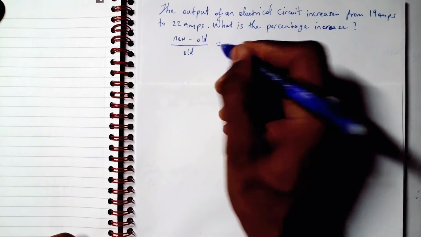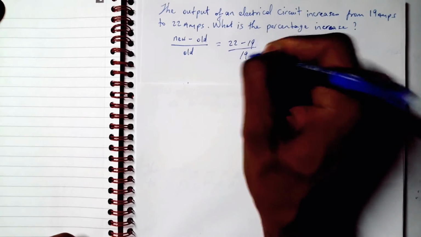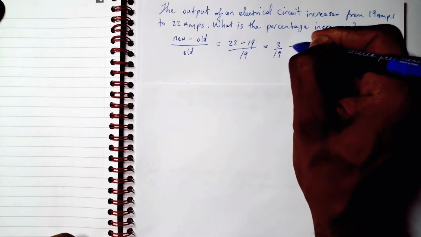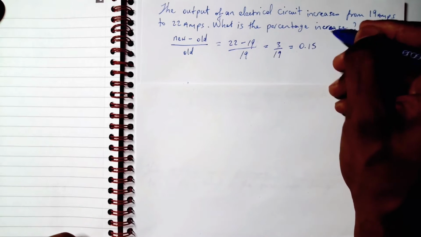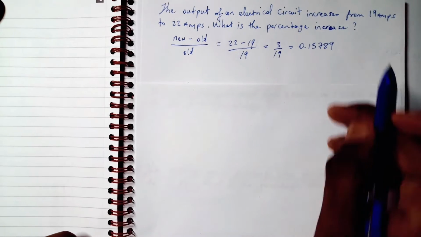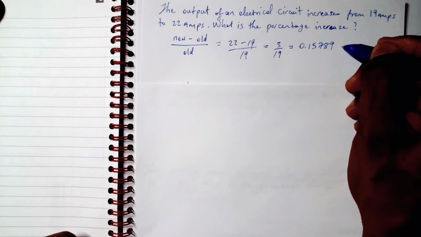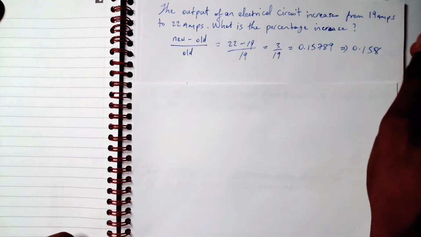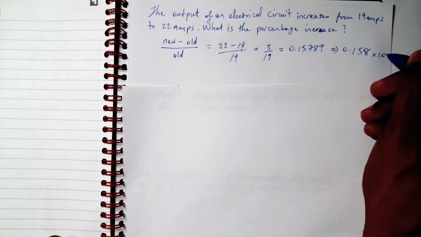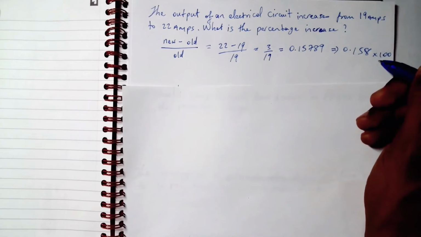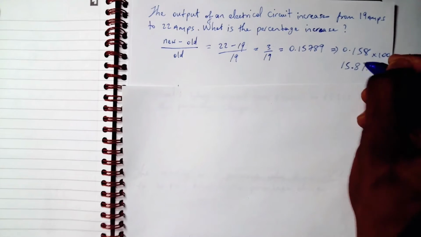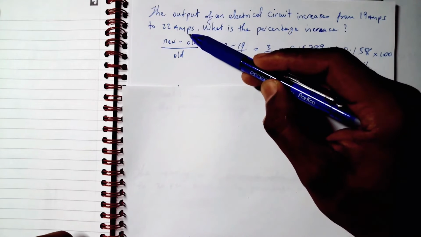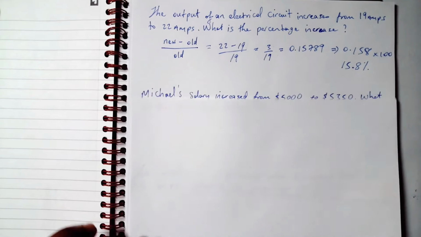So let's put this into the formula. 22 minus 19 all over 19. This is equal to 3 over 19, which is equal to 0.15789. We want to round this to 3 decimal places just to keep it clean, which is going to be 0.158. We then multiply this by 100 to get it into its percentage form, because this is decimal form. When we do that, we get 15.8%. So the amps grew by 15.8% from 19 to 22. All right? Good. Next example.